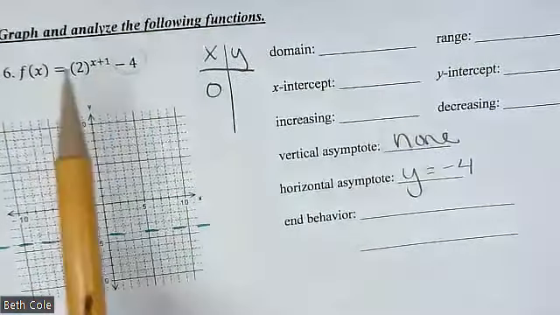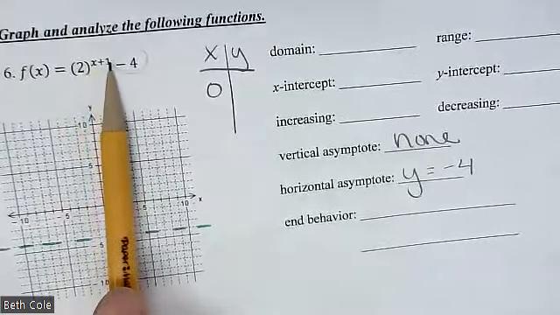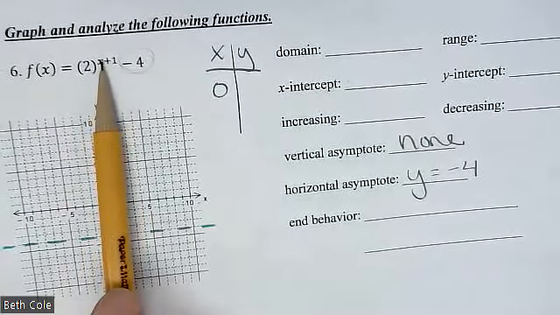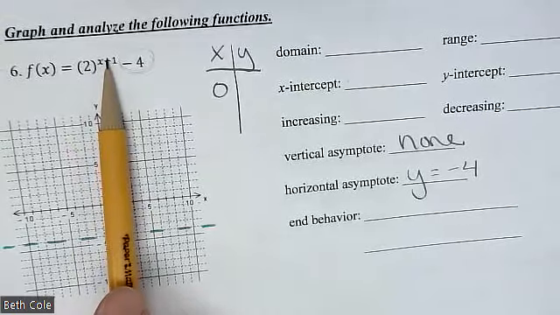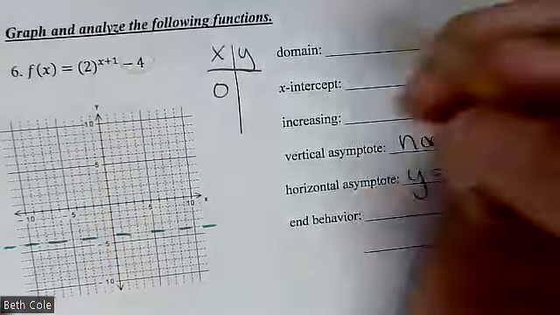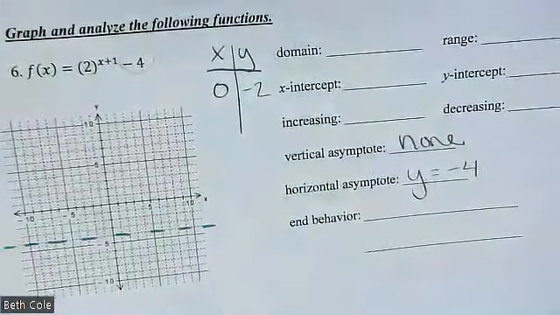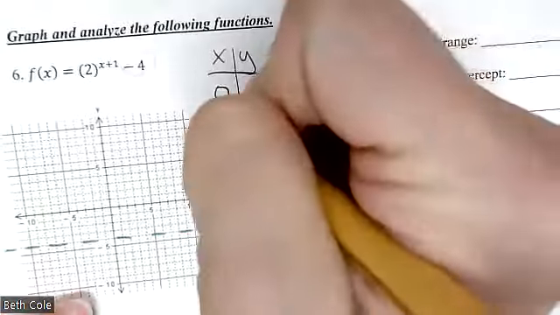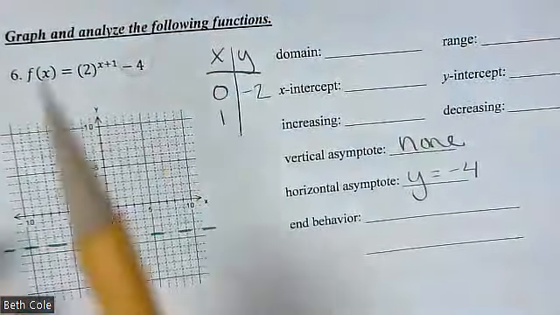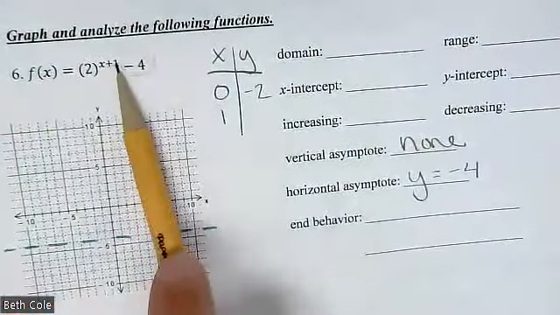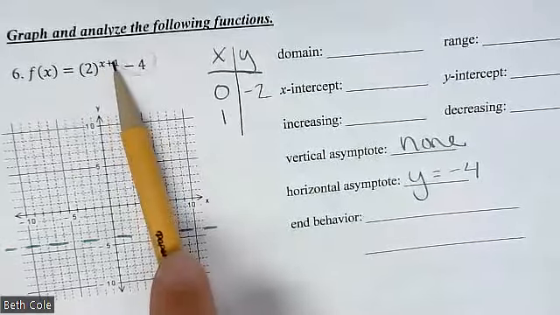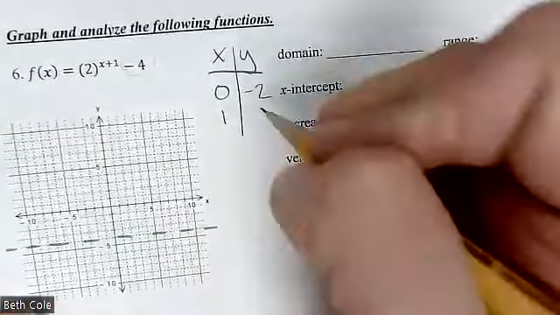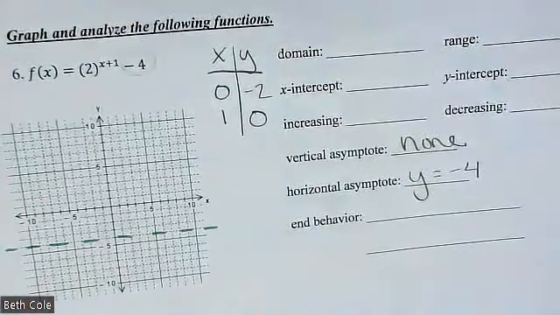So ready here, I'll talk you through it. We're going to plug in 0. 0 plus 1. Very good. 2 to the first power is 2 minus 4 is -2. Very good. Now I want at least 3. All right, let's do 1. 1 plus 1, 2. 2 squared, 4 minus 4 is 0. Good.